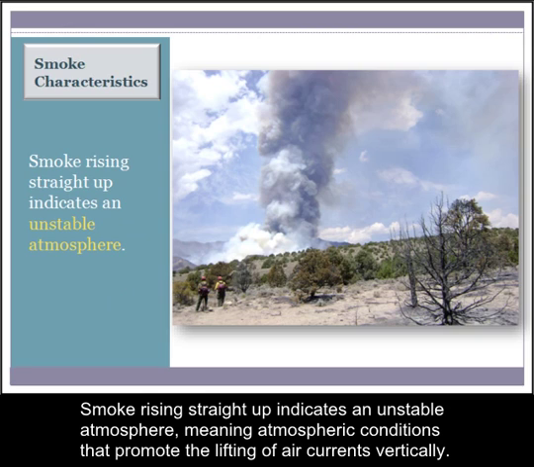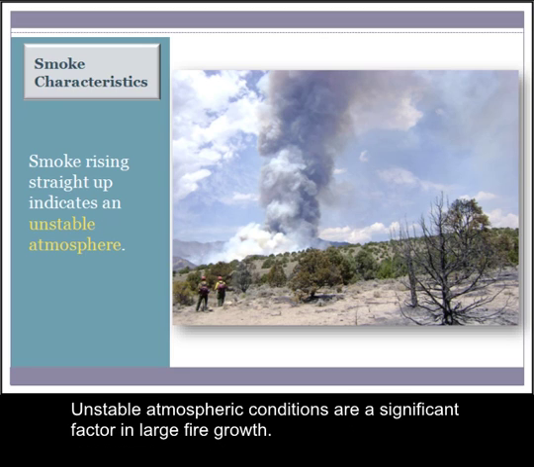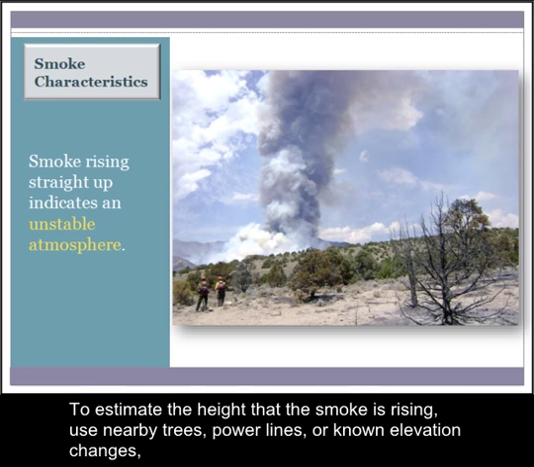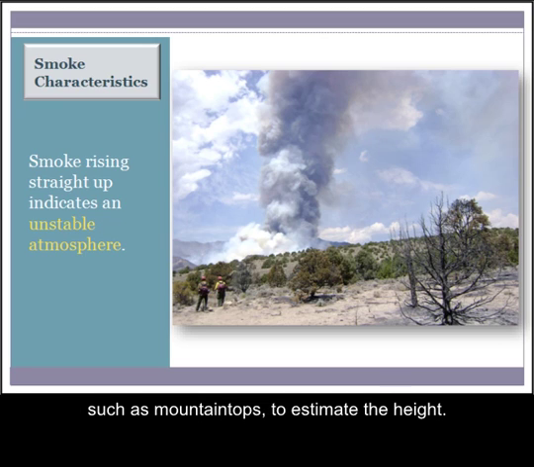Smoke rising straight up indicates an unstable atmosphere, meaning atmospheric conditions that promote the lifting of air currents vertically. Unstable atmospheric conditions are a significant factor in large fire growth. However, an unstable atmosphere causes smoke to rise and disperse better, leading to fewer air quality problems. To estimate the height that the smoke is rising, use nearby trees, power lines, or known elevation changes such as mountaintops to estimate the height.